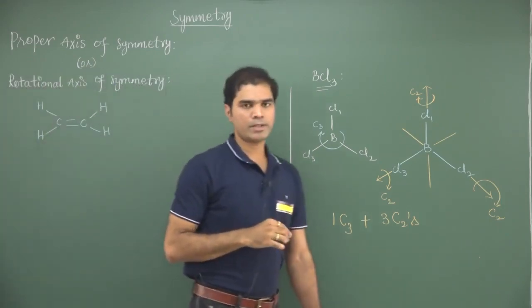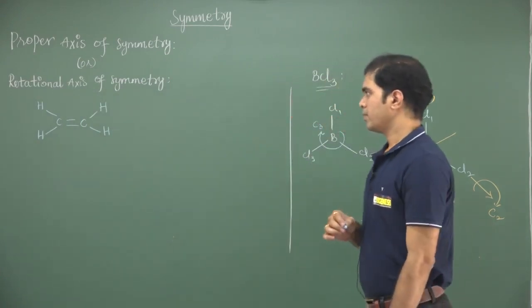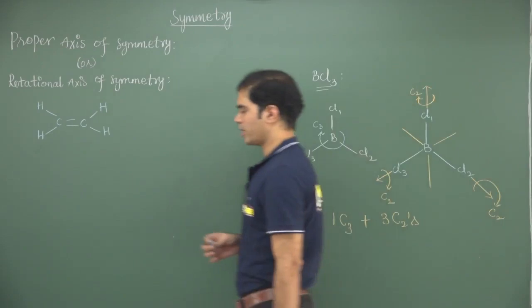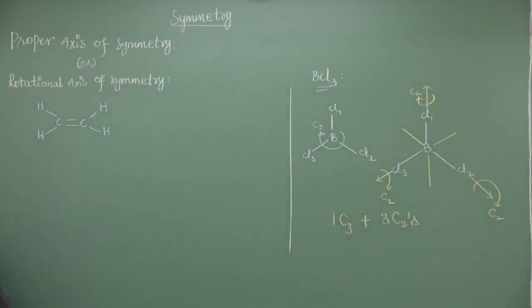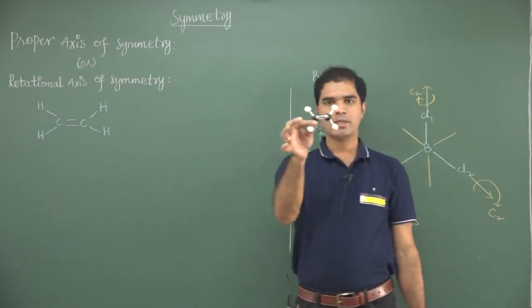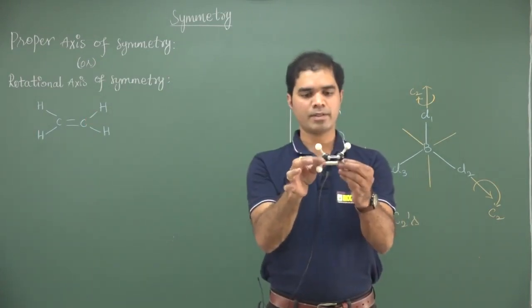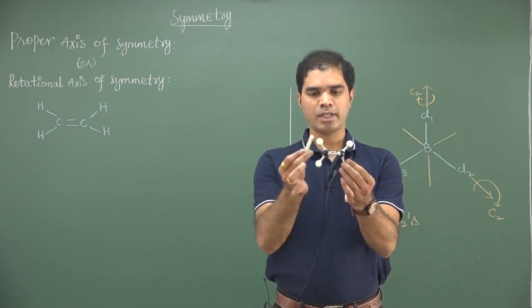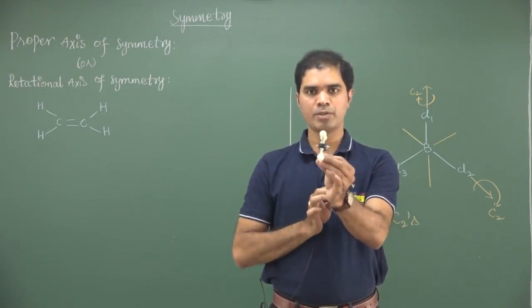Suppose that I am taking ethylene as an example, then you can identify the rotational axes present in ethylene. I will be showing you the molecular model. You just try to visualize the symmetry elements present in them. This is the molecular model for ethylene. 2 carbon atoms, 4 hydrogens. There are 2 CH2 units that are eclipsed to one another.